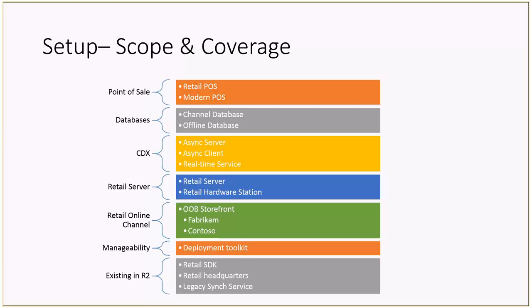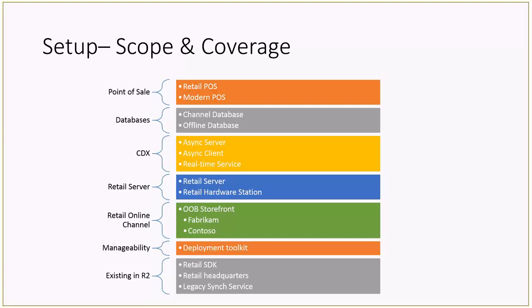For our databases, what used to be known as the store database in the R2 release timeframe is now the channel database. I'll talk more about it when we look at a sample topology, but the general idea is that this would be a common database used by the different channels in our solution, whether it's the brick and mortar store channel or the online channel. It would be a common database that could be redeployed in different contexts.